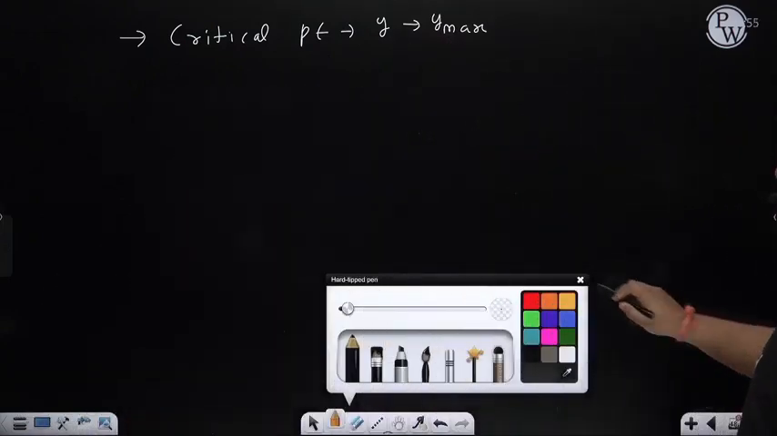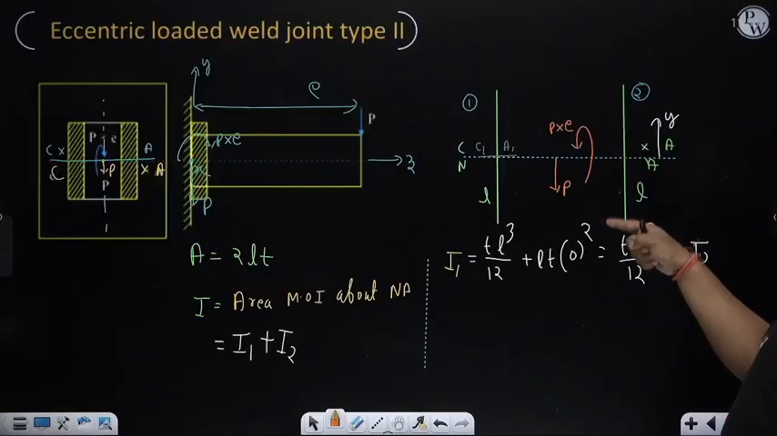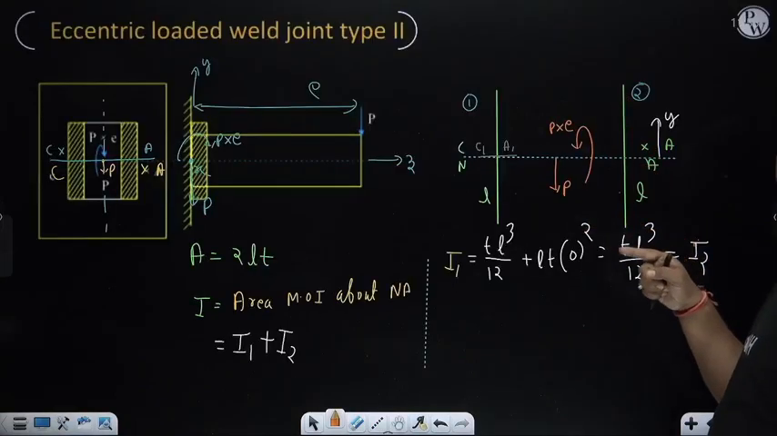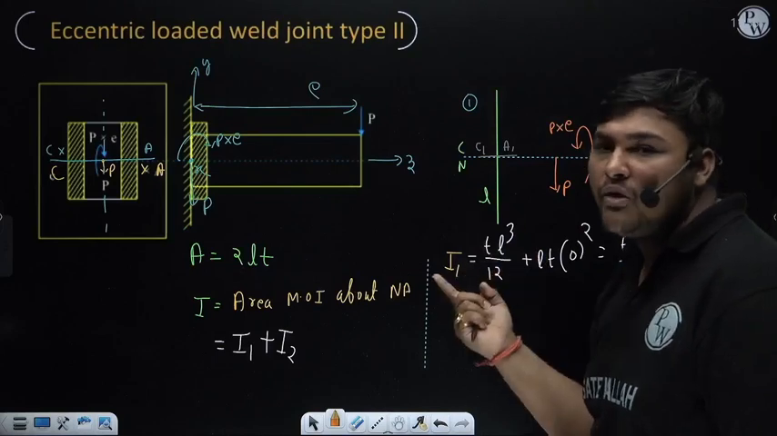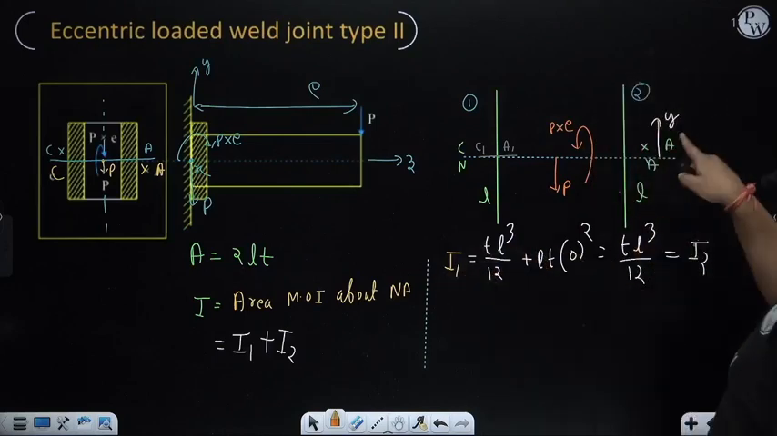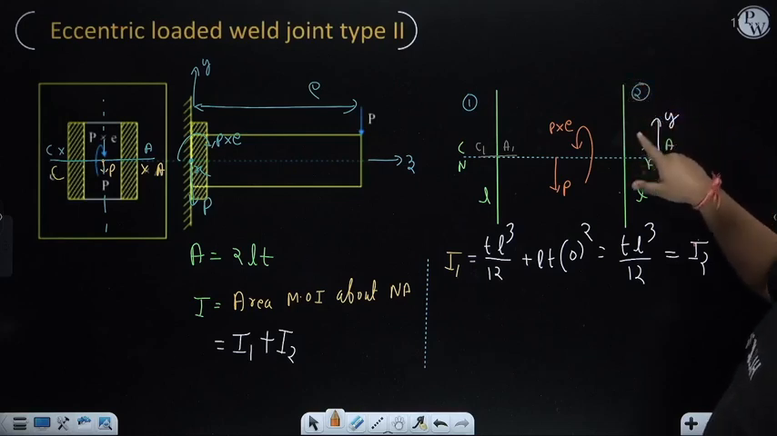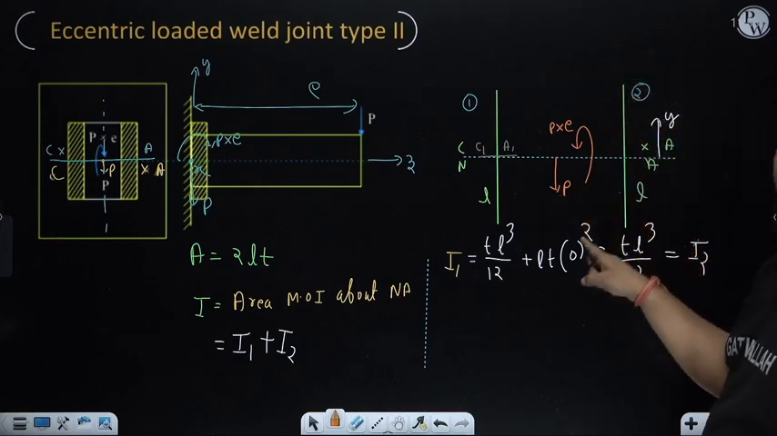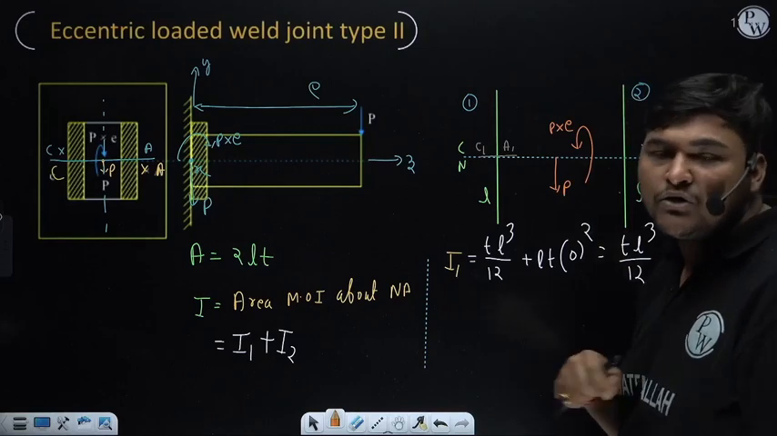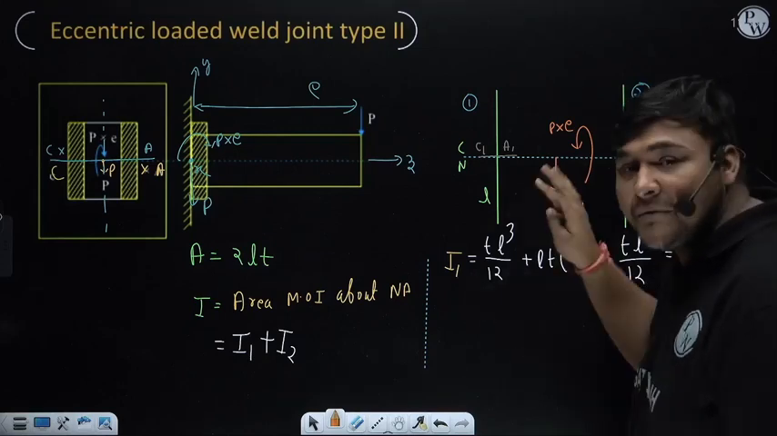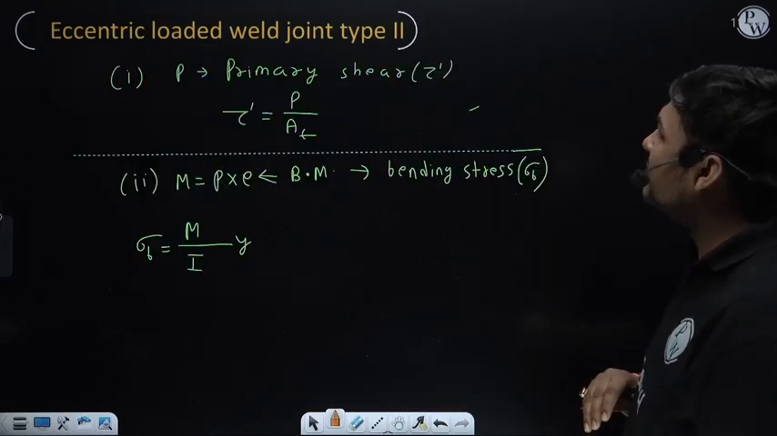For that, see the value of y for the top point and the value of y for the bottom point, and the maximum value out of these two will be the value of y max. Right, now with symmetry, you can see for the top point the value of y, here you need to see the vertical distance, will be L by 2. For the bottom point the value of y is L by 2. So here the maximum value of y is L by 2 if the diagram is this. Okay, so y max will be L by 2.